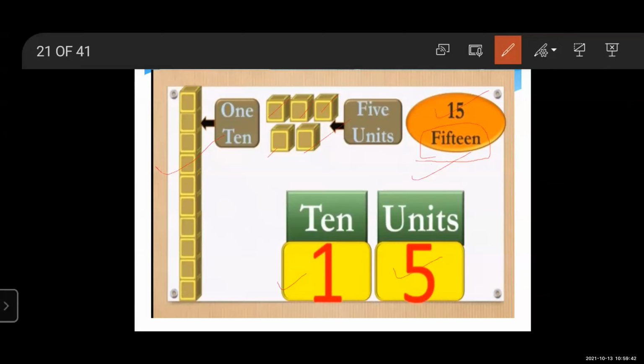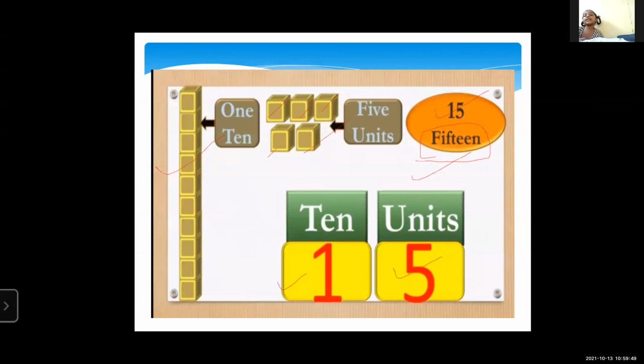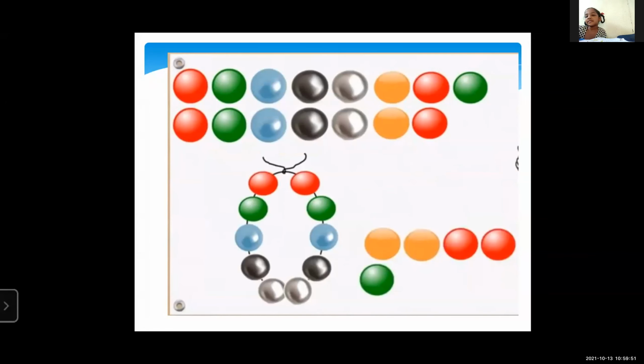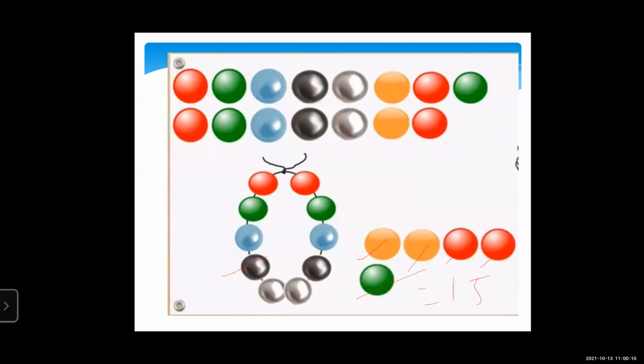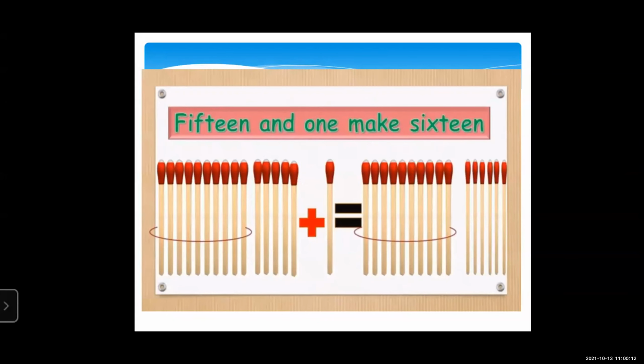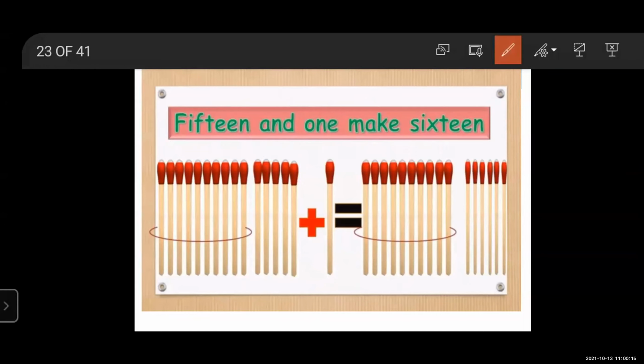Very good. Students, tell me which number comes after 15. Yes? 16. Very good. Okay, let's see. This is the necklace of 10. And these are the 5 beads. 1, 2, 3, 4, 5 beads. So 10 plus 5 is equal to 15. So after 15, the number is 16.